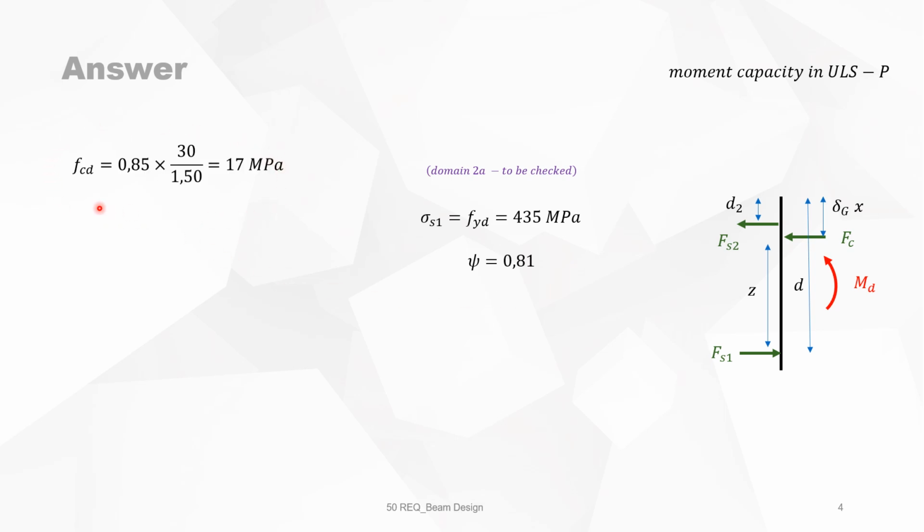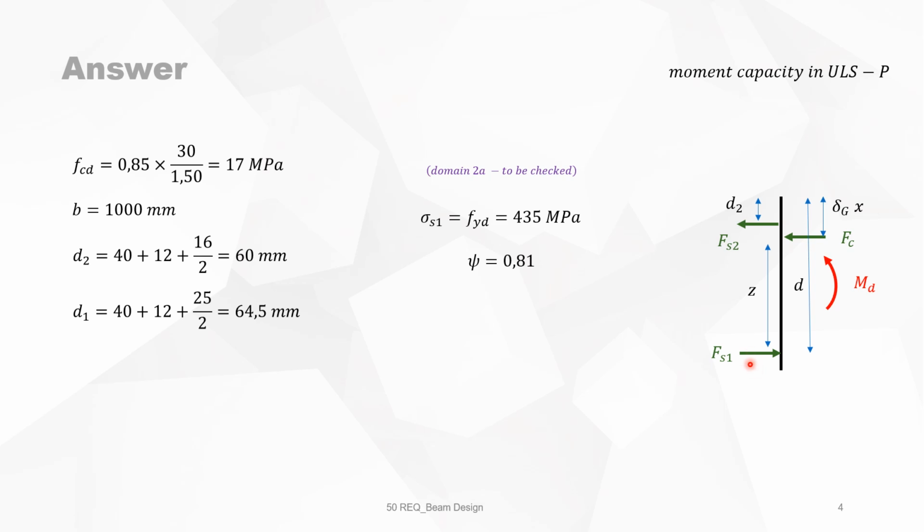The design value of the concrete compressive strength is alpha cc times fck divided by the material factor and gives us 70 megapascal. The width was 1 meter. d2, the position of the compressive reinforcement, is of course concrete cover plus the stirrup diameter plus the point of gravity of the reinforcement, and gives you 60 millimeters.